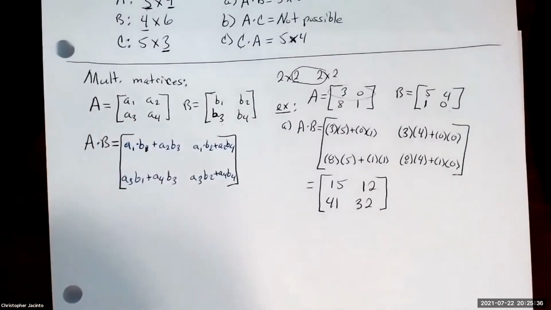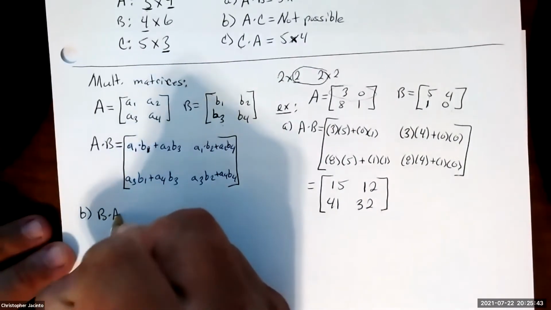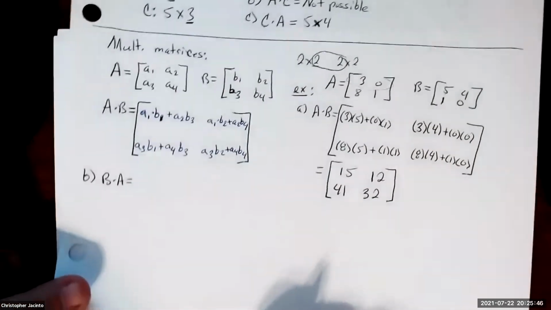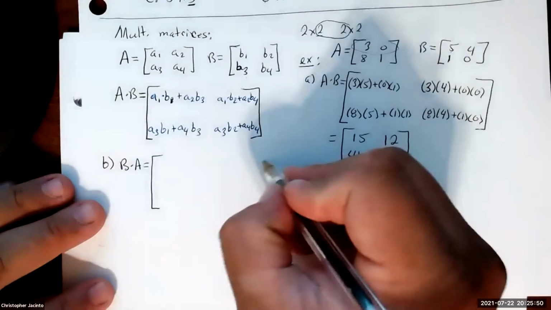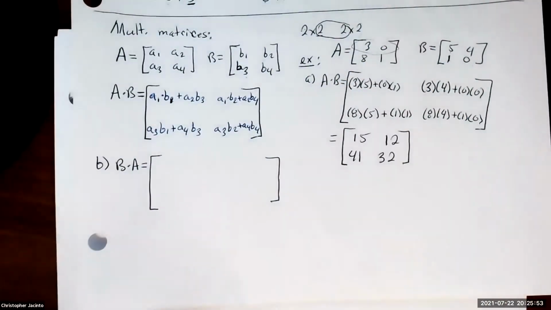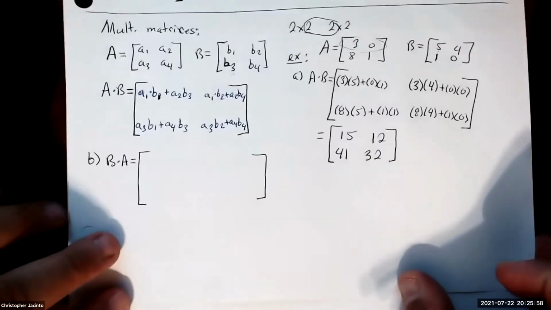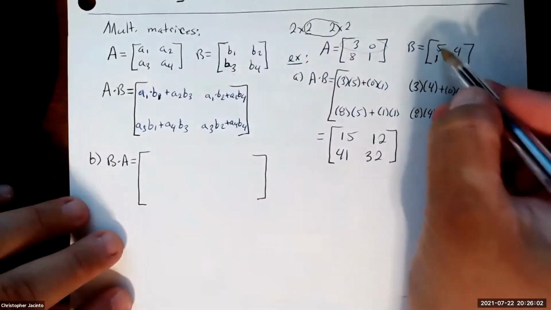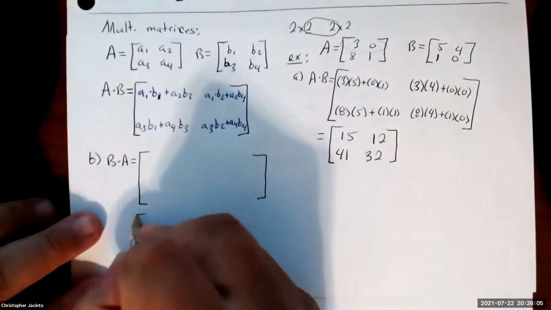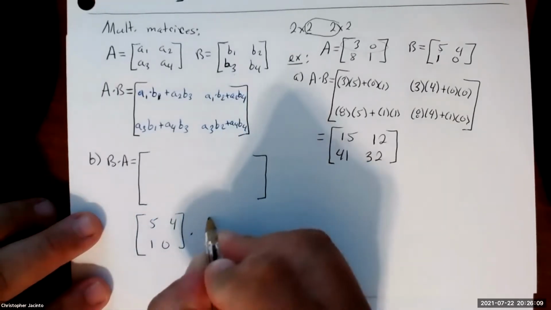Okay, let's try another one. This time, why don't we just flip it? Let's do B times A now, just the opposite order of what we just did. So now it's going to be flipped, right? We're doing these first and that. If it's easier, I'll put it here. It's 5, 4, 1, 0 times this one.